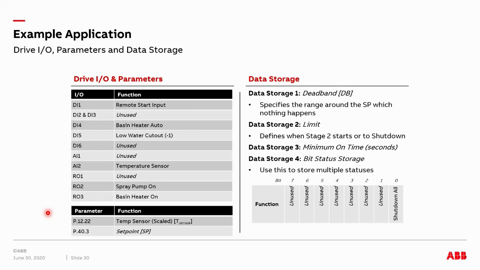And then the last one I'm using is my bit status storage. In my case, I'm using only the first bit, which is 0, and I'm going to say shut down all as 0. I'm storing some data there. We could also store more data into bits 1 through 7 if we wanted to, but in this case, I'm just storing 1.